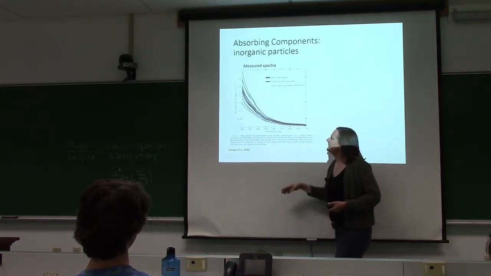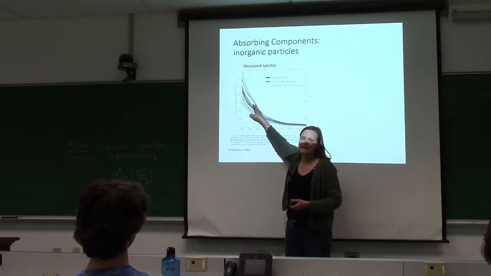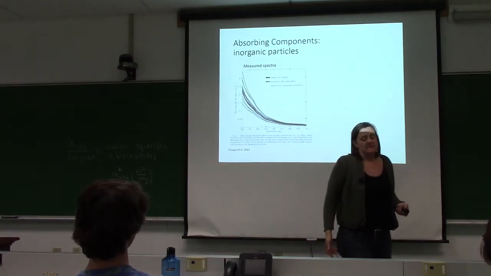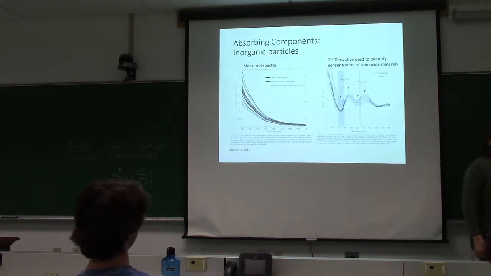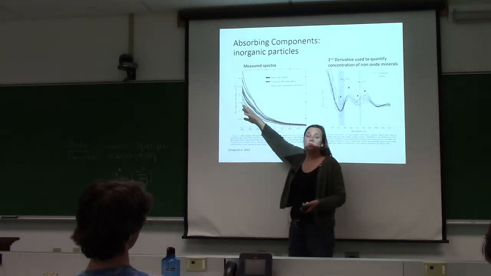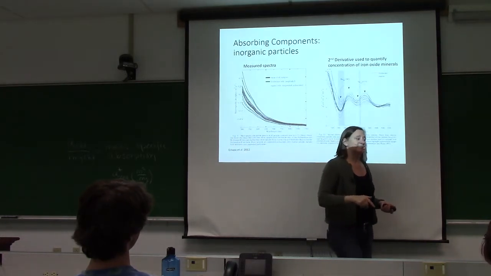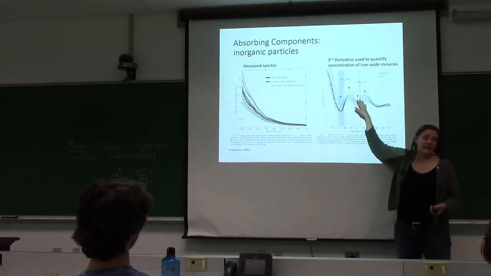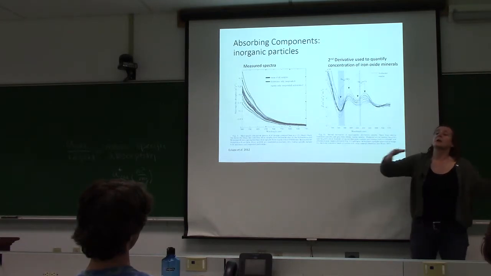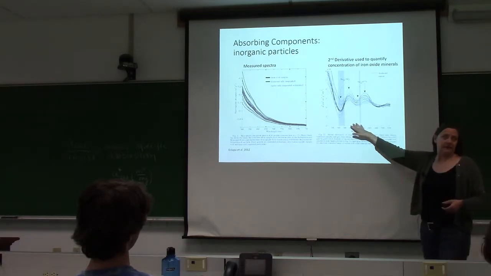But then she noticed that it wasn't exactly exponential. There are tiny, tiny shoulders, and if you squint, you could see there's a little peak here, maybe a little peak here. So she took a derivative spectrum, and it turns out that there are shoulders in here that indicate the concentration of iron in the inorganics. So you can use this type of analysis to guide you towards whether something was inorganic versus organic. It's also a really great way to figure out how much iron is in your sediment.